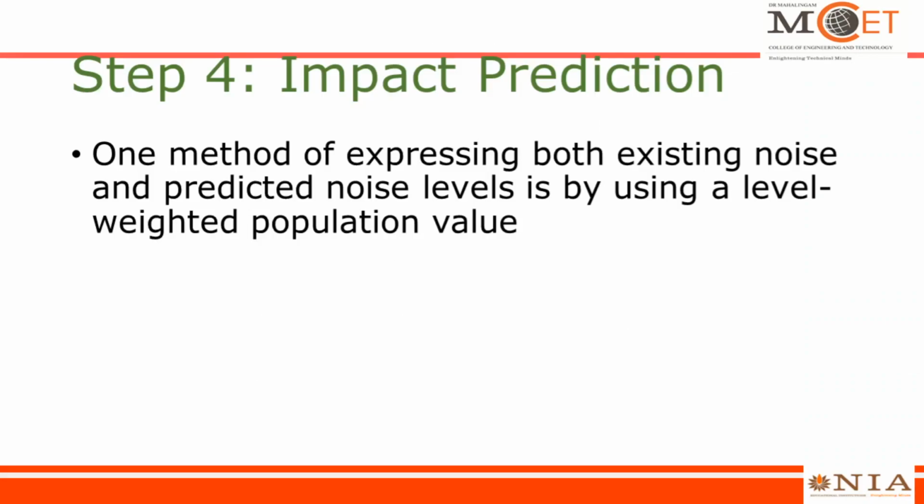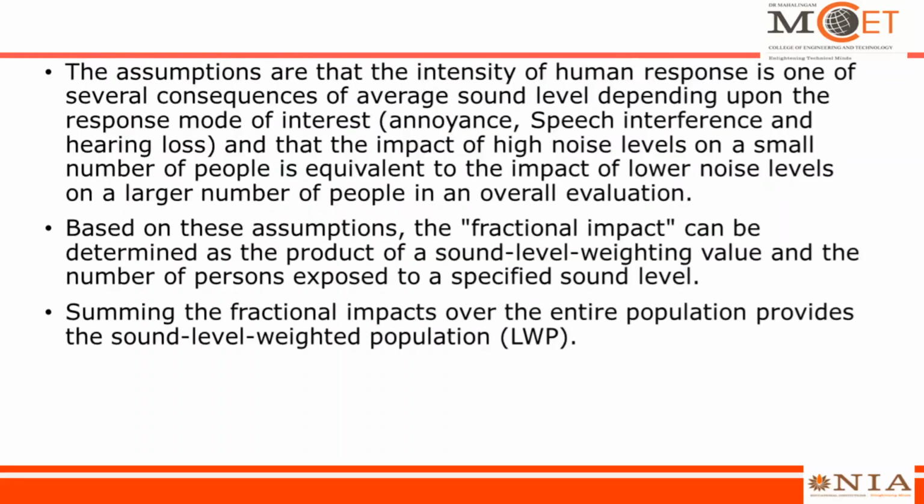Step 4 is impact prediction. One method of expressing both existing noise and predicted noise levels is by using a level weighted population value. The assumptions are that the intensity of population response is one of the several consequences of average sound level depending upon the response mode of interest, and that the impact of high noise levels on a small number of people is equivalent to the impact of lower noise levels on a large number of people in an overall evaluation.